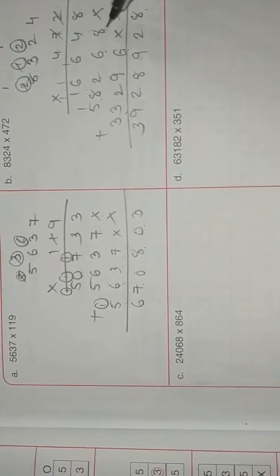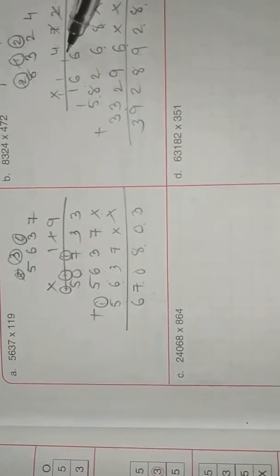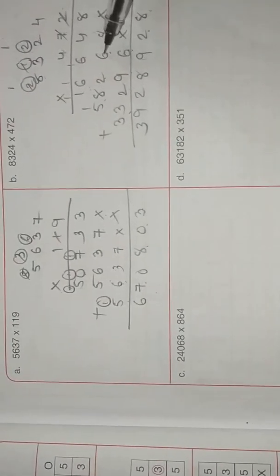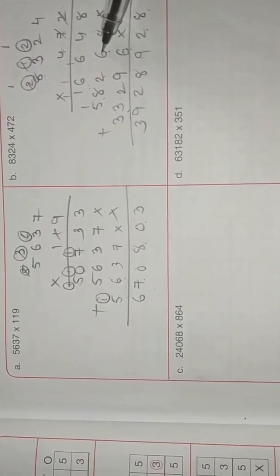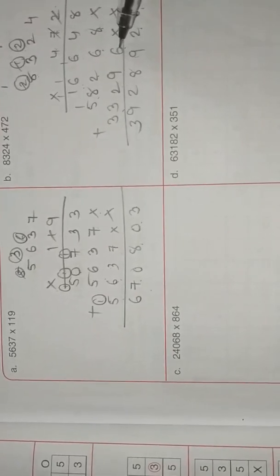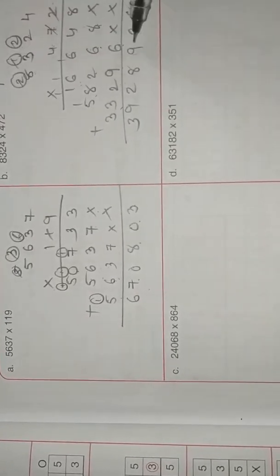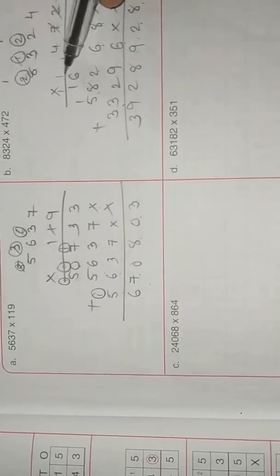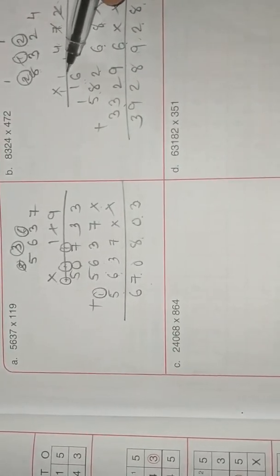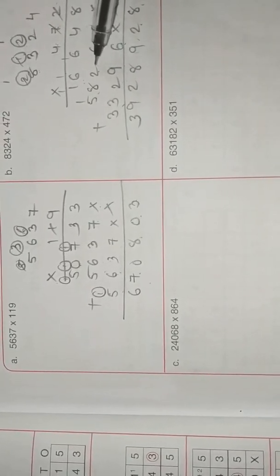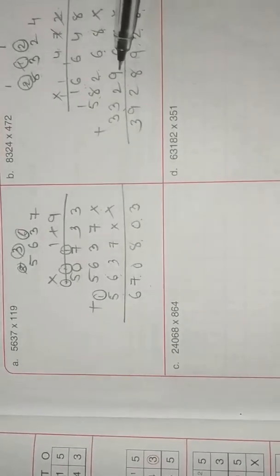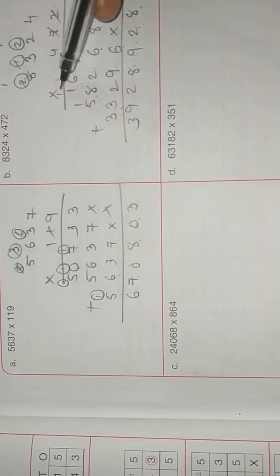4 plus 8, 12 is there. Write here 2. 1 is a carryover. 6 plus 6, 12 is there. 12 plus 6, 18 is there. 18 plus 1, 19 is there. Write here 9. 1 is a carryover. 6 plus 1, 7. 7 plus 2, 9 is there. 9 plus 9, 18 is there. Write here 8. 1 is a carryover.